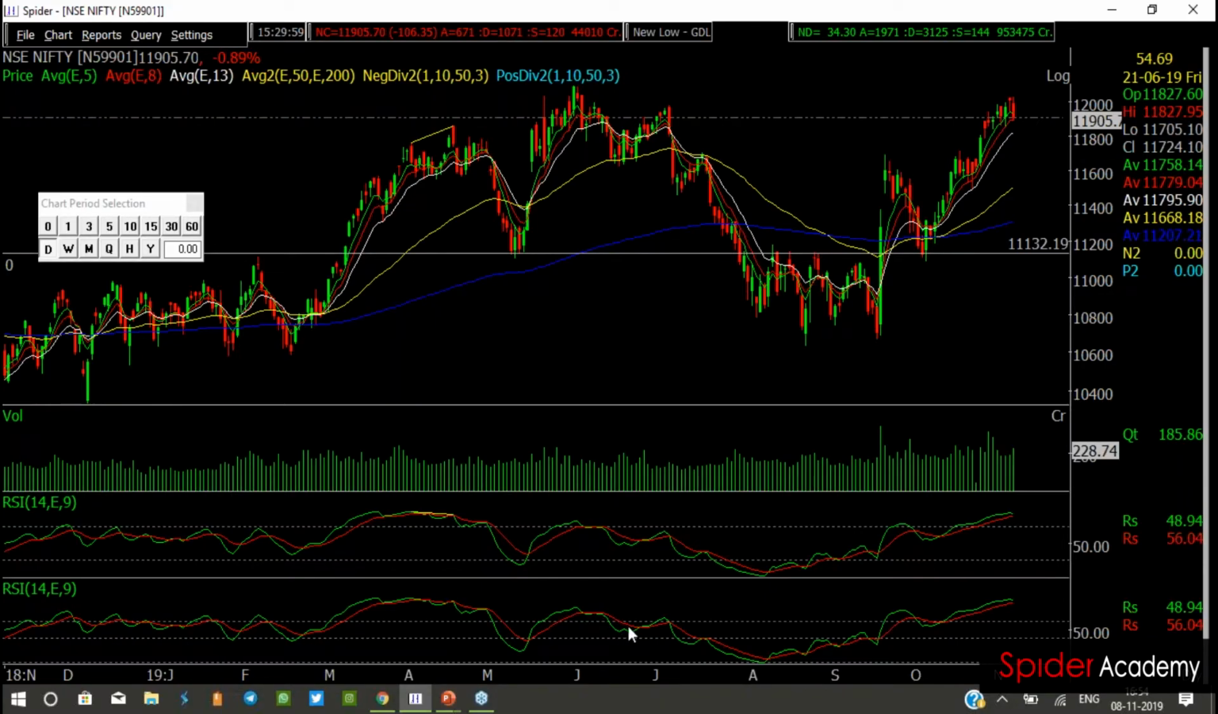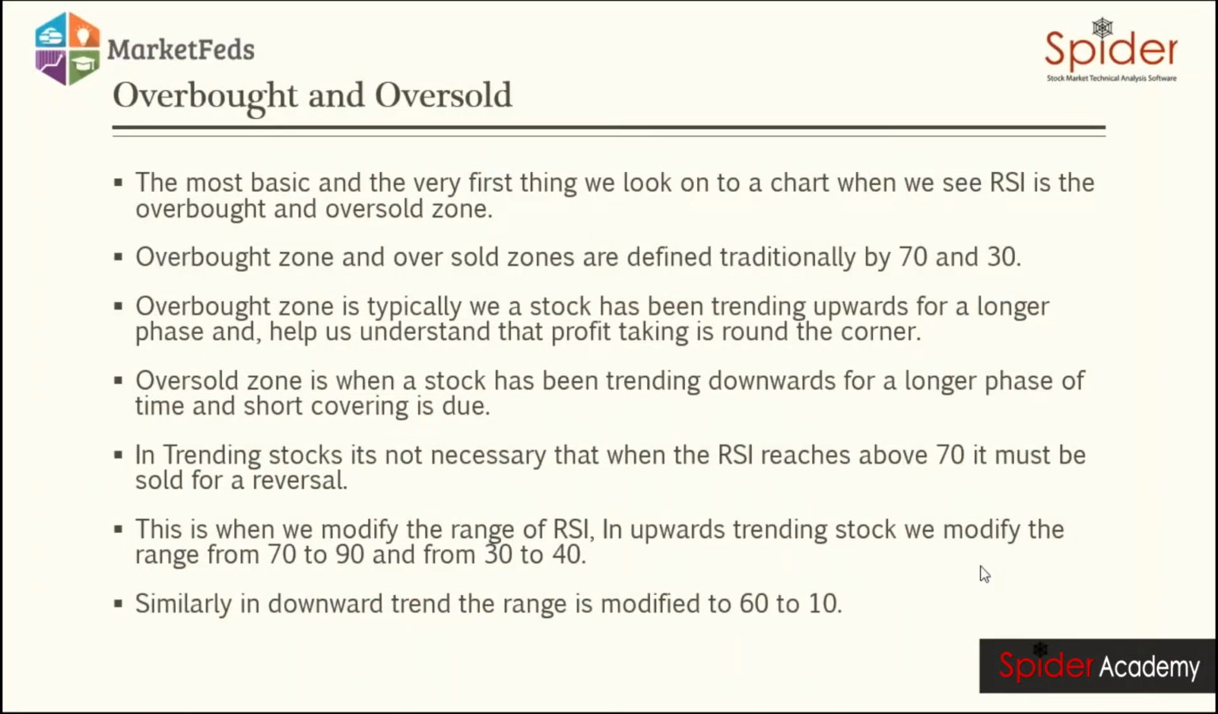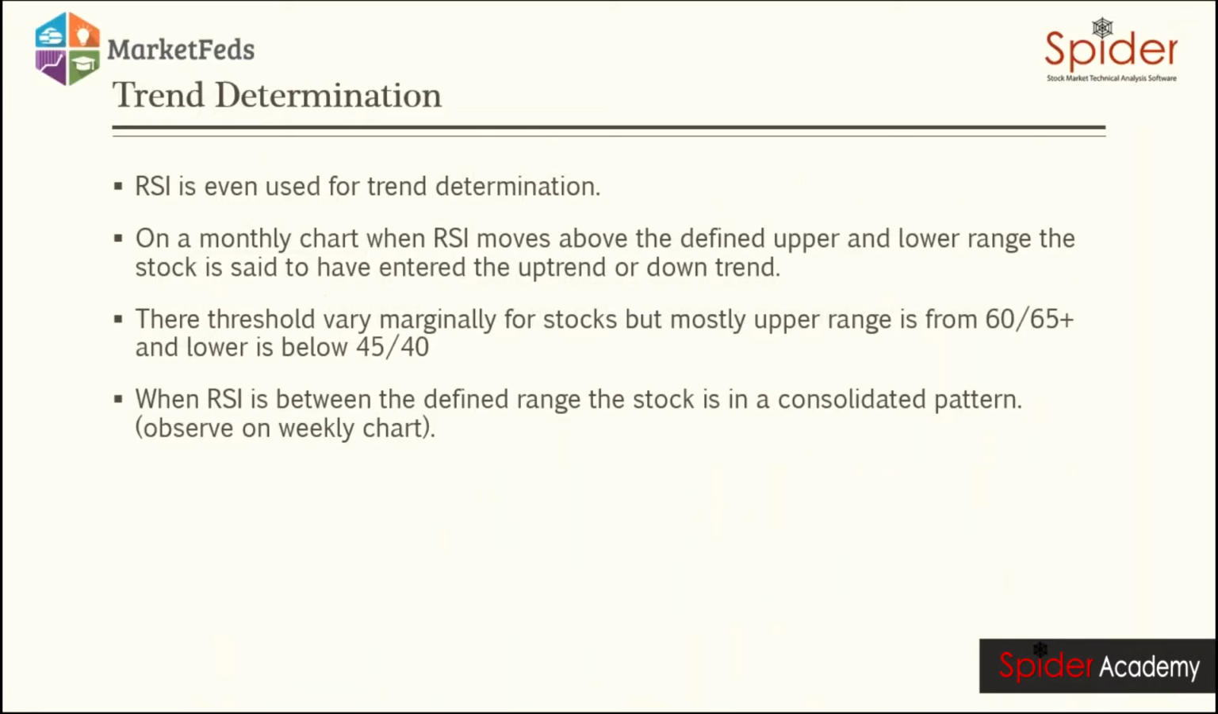Now how does this help us in analyzing? We'll be seeing now. I would first take trend determination, then we'll move on to divergences. RSI is again useful for trend determination on a monthly chart, and currently we'll be checking on a weekly chart. When RSI moves above the defined upper and lower range, the stock is said to have entered the uptrend or the downtrend.